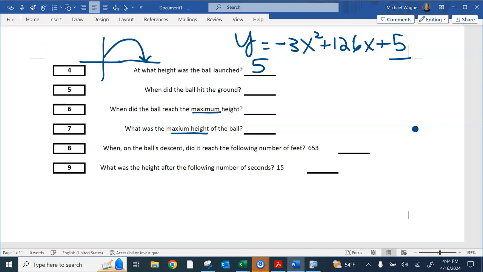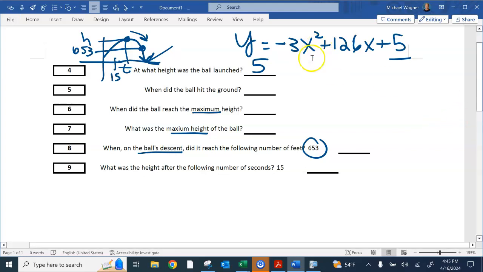A few key things. Number one, today we're going to know what the maximum height is, right? The height is over here and how much time in seconds it took to get there. We're also going to figure out when it hits the ground over here. We're also going to figure out on its descent, when it's coming back down this way, when did it hit 653 feet, right? And we're going to try to figure out what the height was after 15 seconds. So after 15 seconds, what is the height?